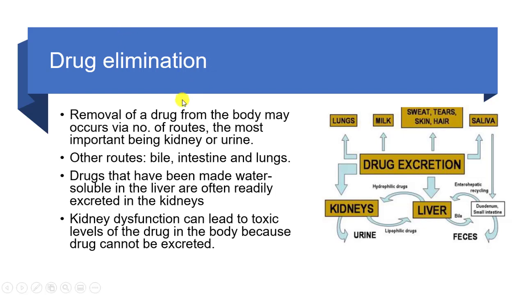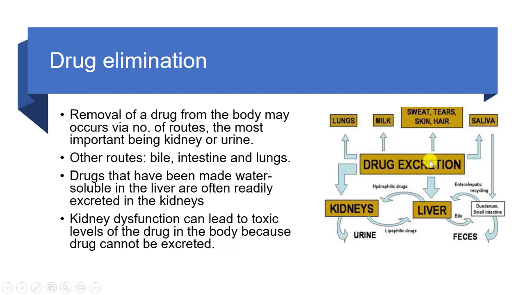So the drug is eliminated via a number of routes, and the most important route is the kidney or the urine. Other routes might be bile, intestine, or lungs. Drugs that have been made more water soluble in the liver are often readily excreted in the kidneys. But if there is any kidney dysfunction that can lead to toxic levels of drugs in the body, then the drugs might not be excreted as readily as compared to someone who does not have kidney dysfunction.